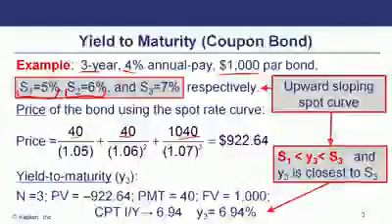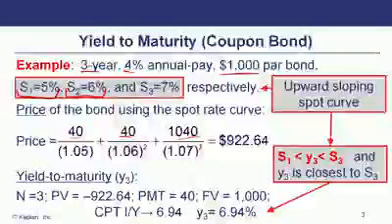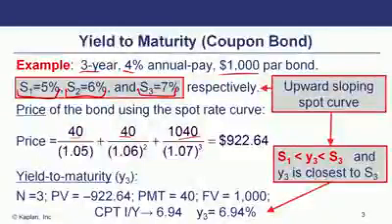But remember, they're annually stated, so we would have to bring it back 2 years at 6%. And then the 3-year spot rate is 7%. What's the value of the bond today?